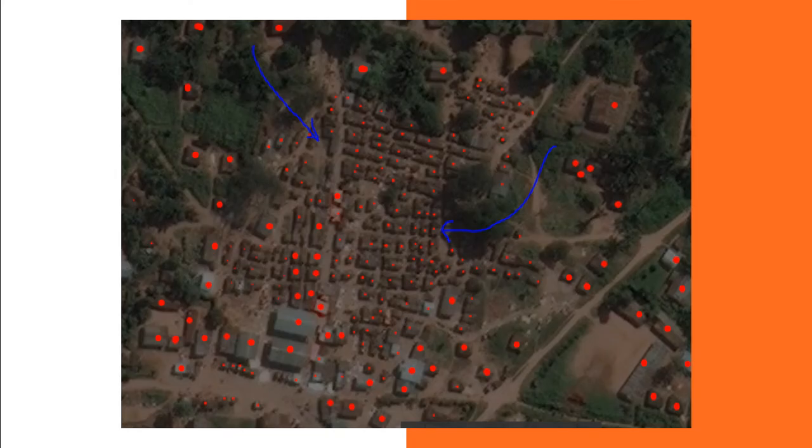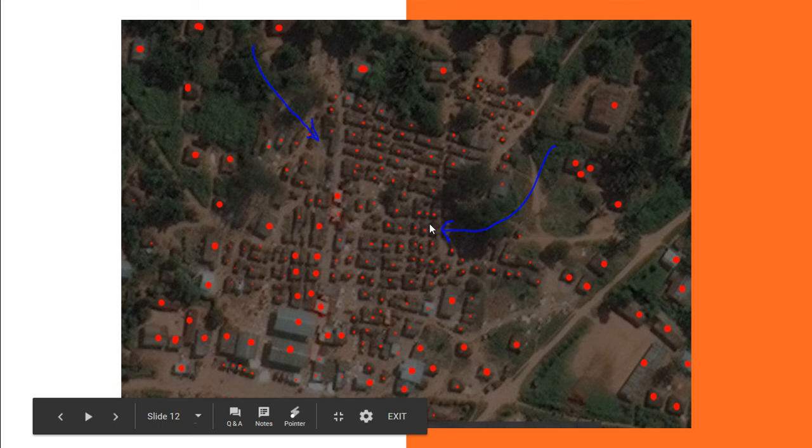Here's another example of a pretty highly populated area where you really end up with a lot of points, but all of these rooftops are individual, so each one would get 1 point.